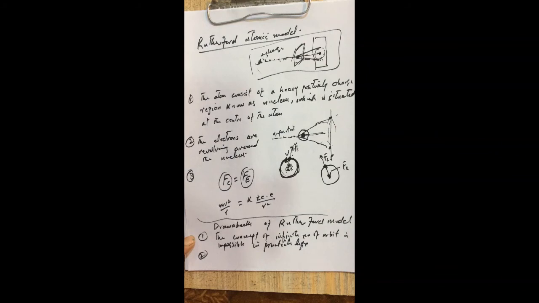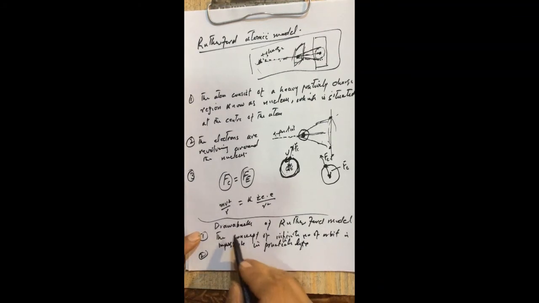Now, the second drawback of this model is, according to this model, the electron is continuously accelerating. So it means that if a particle is continuously accelerating and moving in a circular path, then what does it mean? There is a theory called electricity and magnetism. According to this theory, an accelerating charged particle must emit electromagnetic radiation.